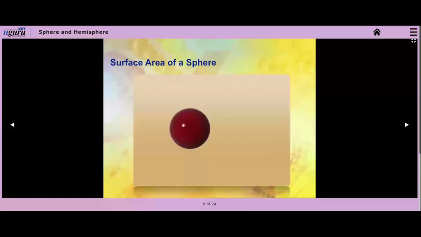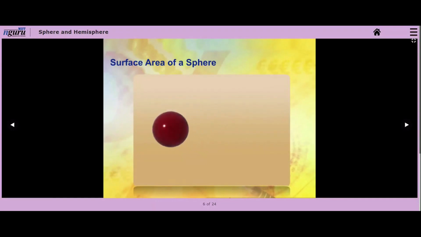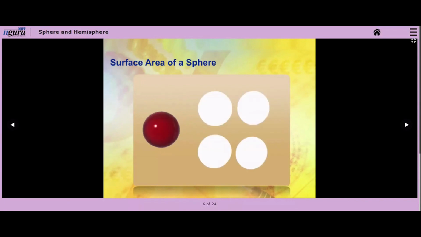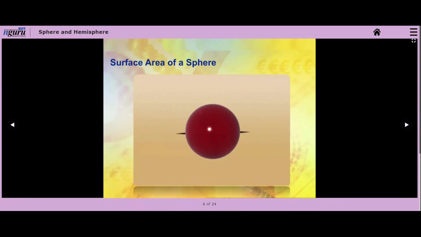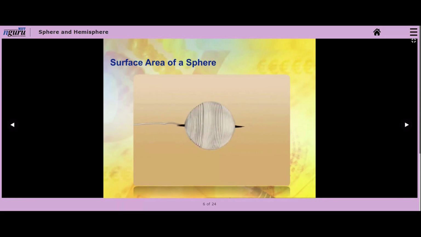Let's perform an activity to find out the surface area of a sphere. Consider a spherical ball and 4 circular sheets of paper, all of the same radius r. Fix nails on the ball as shown. Wind a string around the ball with the help of the nails so that no surface is left uncovered. Once the ball is completely covered, cut off the string.